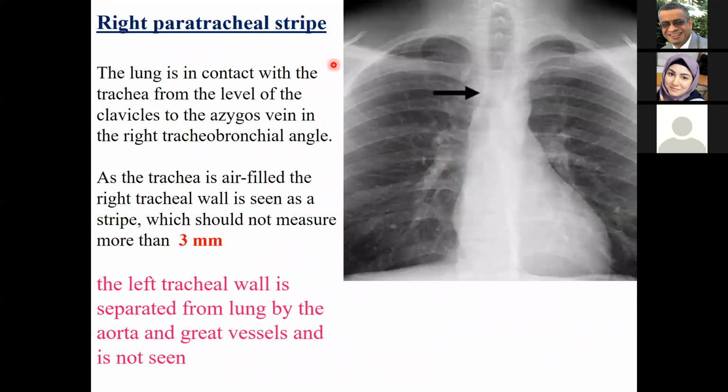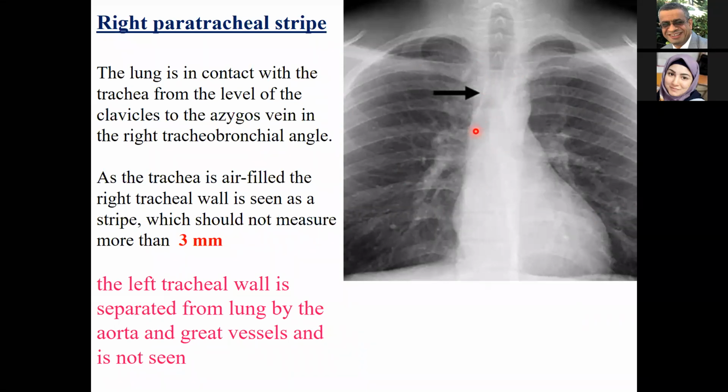Right paratracheal stripe. The lung is in contact with the trachea from the level of the clavicle to the azygos vein in the right tracheobronchial angle. As the trachea is air-filled, the right tracheal wall is seen as a stripe, which should not measure more than 3 mm. The left tracheal wall is separated from the lung by the aorta and the great vessels and is not seen. On X-ray, the frontal view shows the right paratracheal stripe. This is the right paratracheal stripe.